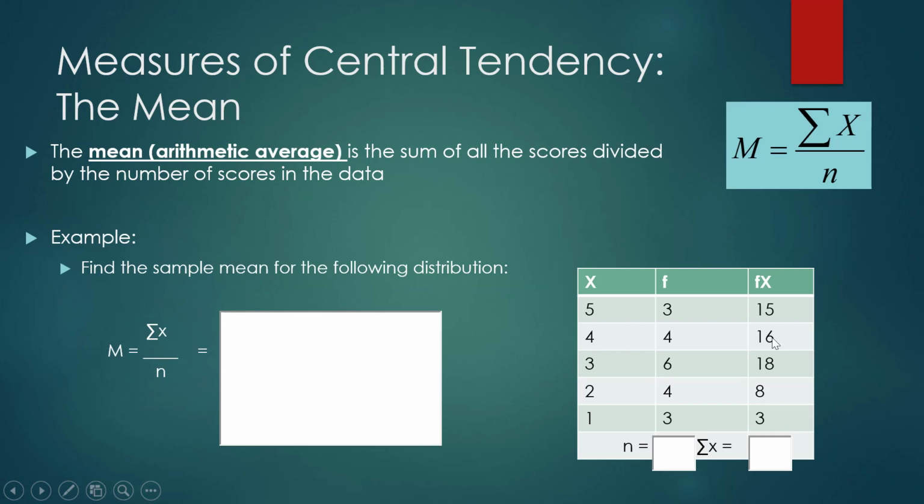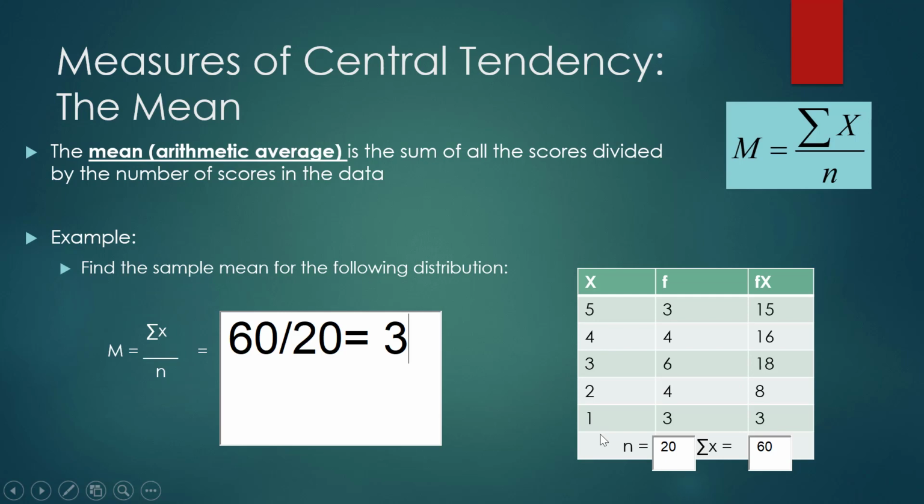So now we have to add those all up. That gives us 60. Then we have to add up the frequency as well to know the number of individuals. We don't have just 1, 2, 3, 4, 5 individuals in our sample. We have 3 plus 4 plus 6 plus 4 plus 3 individuals in our sample. So we have 20 individuals in our sample. So over here, we're going to take 60, which is our sum of X, divide by 20, and that's going to give us 3.